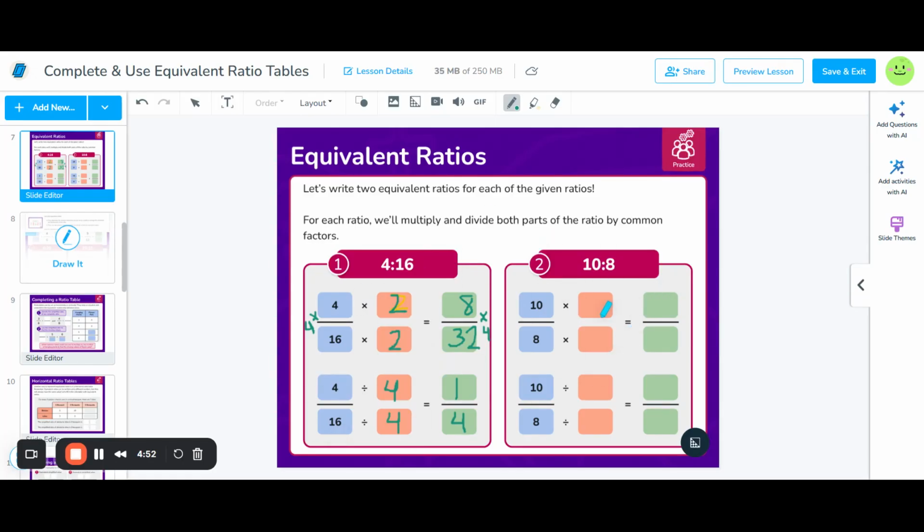Let's try 10 to 8. All right, so here's another one. Here we'll do 10 times 2 and 8 times 2. So 10 times 2 is 20. 8 times 2 is 16.